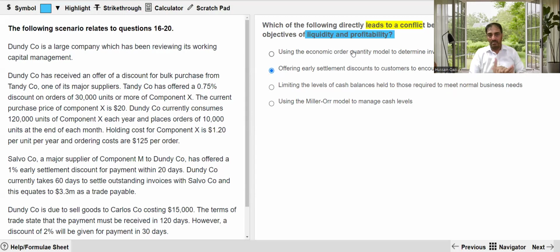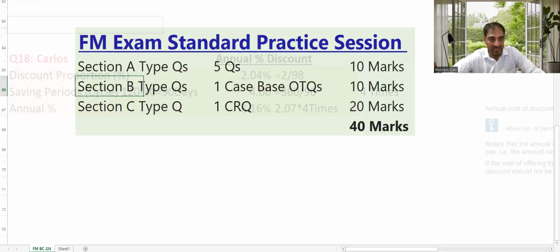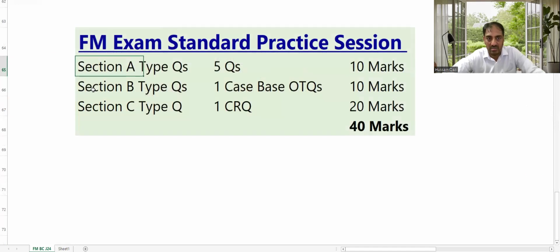That's all for this question. We have done with the agenda. According to the agenda, we have covered the section A type questions, 5 questions. We have covered section B type 1 question, and this is what we are doing, the qualitative practice.